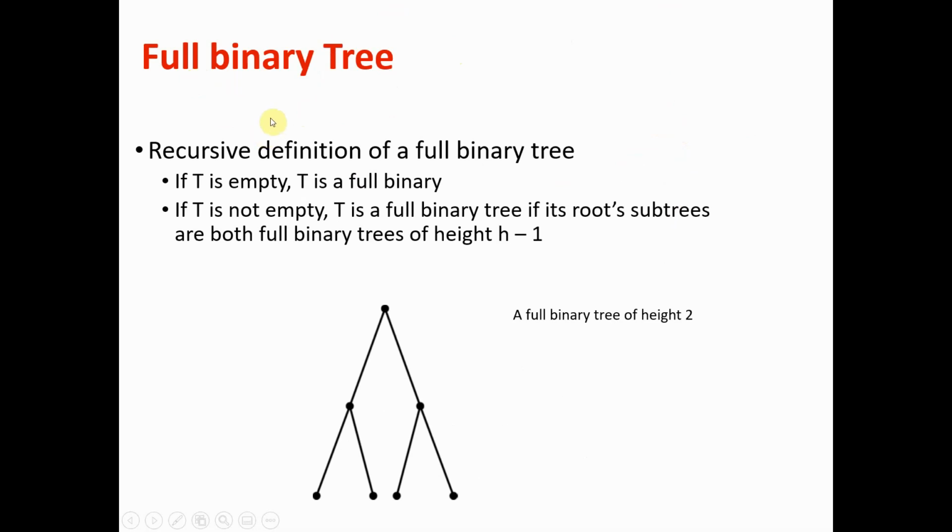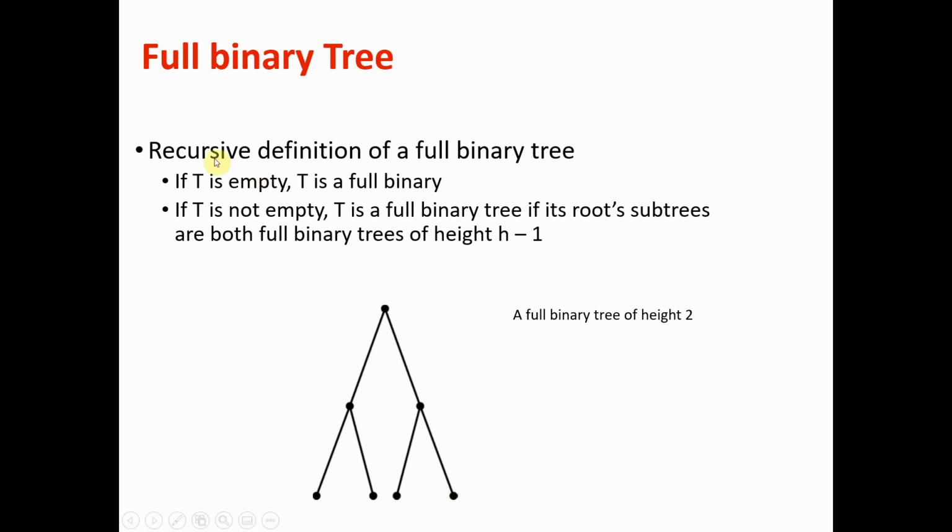Okay, so a full binary tree is a category of binary trees. Full binary trees are trees where all the leaves are at the same level, and all the internal nodes have exactly 2 children. So this is called a full binary tree.